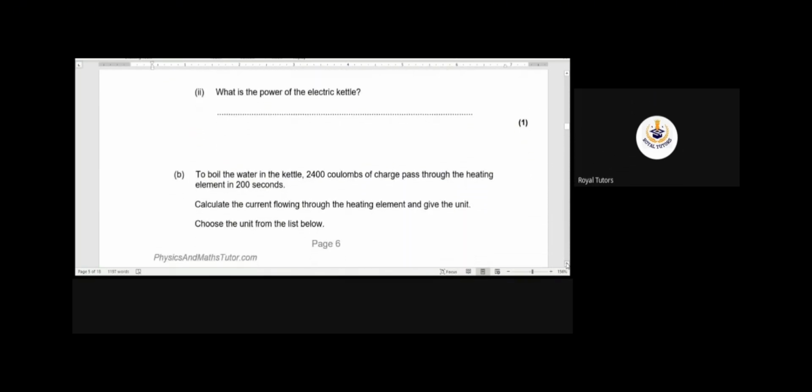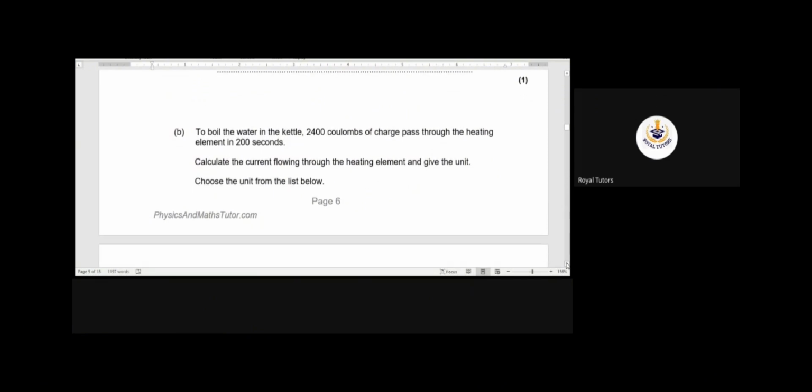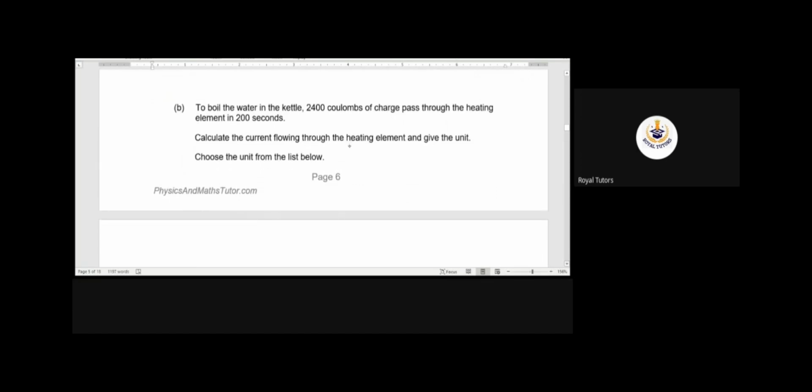So it says to boil the water in a kettle, 2,400 coulombs of charge pass through the heating element in 200 seconds. Okay, calculate the current flowing through the heating element and give the unit, choosing the unit from the list below. This is quite very simple. To calculate the current flowing through the heating element, all you need to do is to divide 2400 over 200. Okay, and how do we get that?